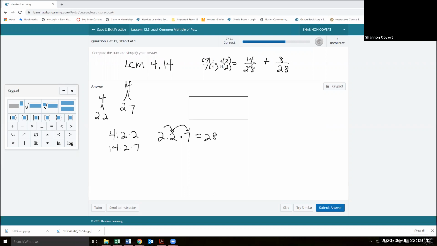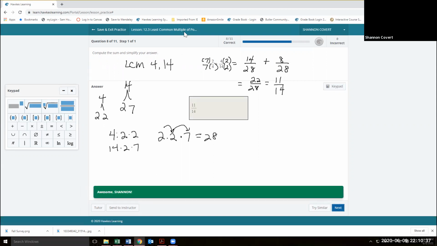Now that my denominators are the same, I have 14 over 28 plus 8 over 28, and I will simply add the two numerators together. 14 plus 8 is 22 over 28, and I will reduce that. 2 goes into both of those. That's 11 over 14. Green bar.